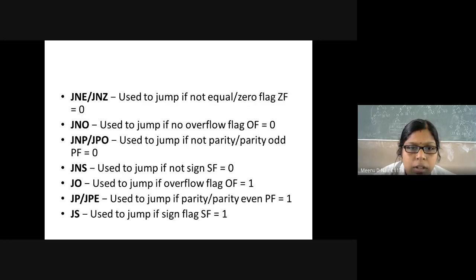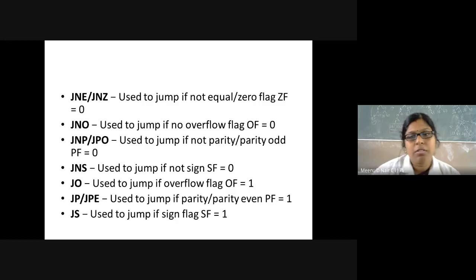Then here some more are there. JNE, that is jump on not equal, or jump on not zero. JNO is jump on non overflow. JNP is jump on non parity. JNS is jump on not sign. JO means jump on overflow. JP means jump on parity, or parity even. JS is jump on sign flag. So it is always based on your flags, and most of them are based on the sign flag.